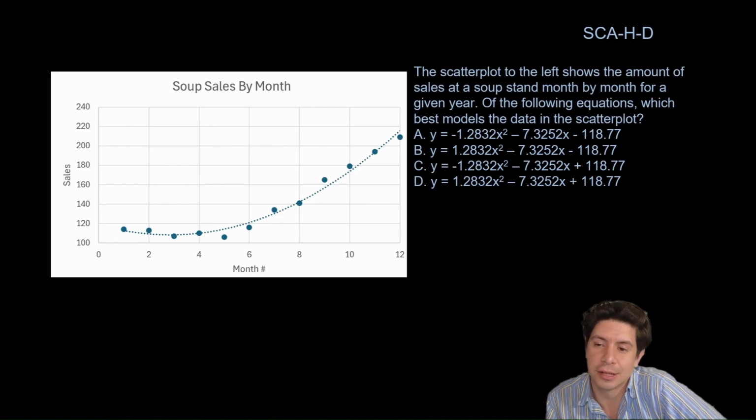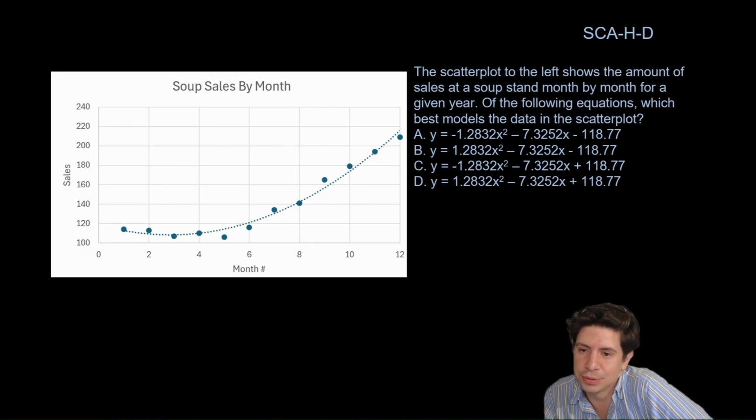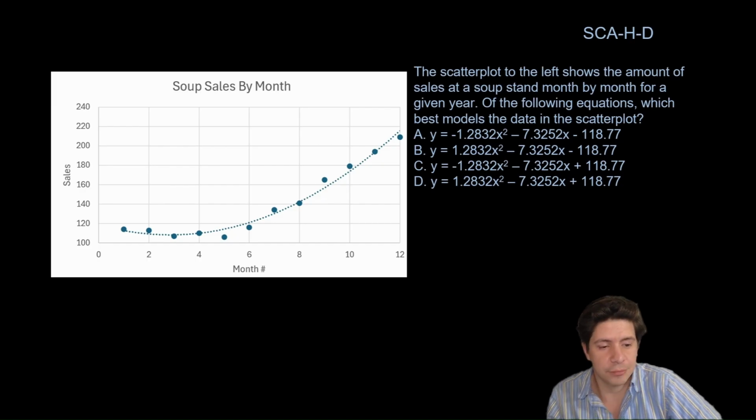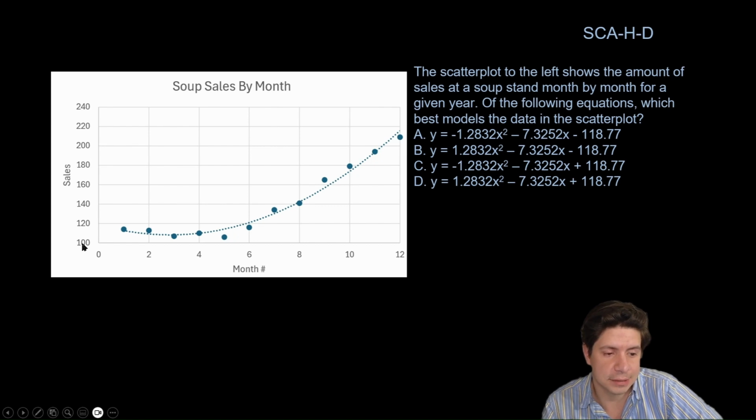The scatterplot to the left shows the amount of sales at a soup stand month by month for a given year. Of the following equations, which best models the data in the scatterplot? Okay, again, we're not starting at 0 on the y-axis. We're starting at 100.